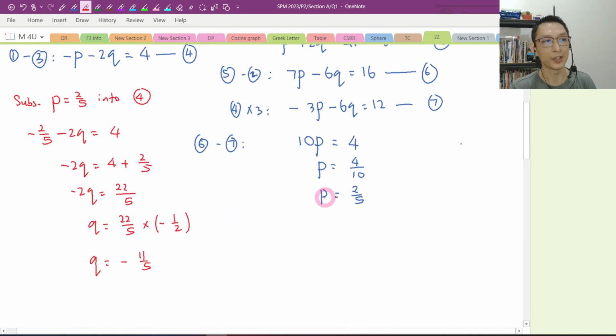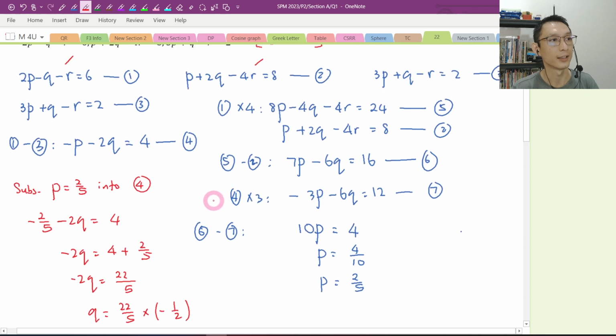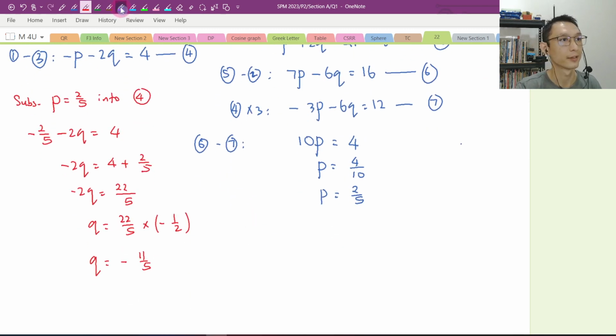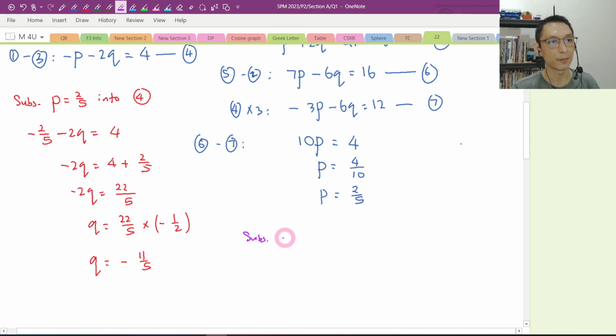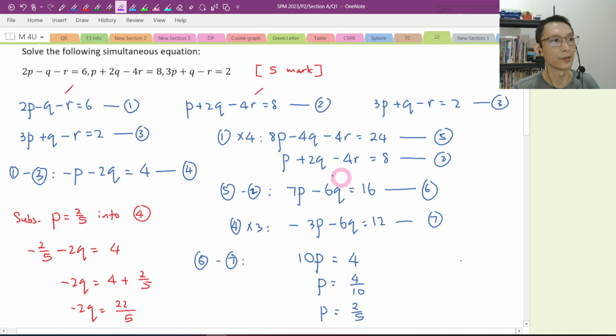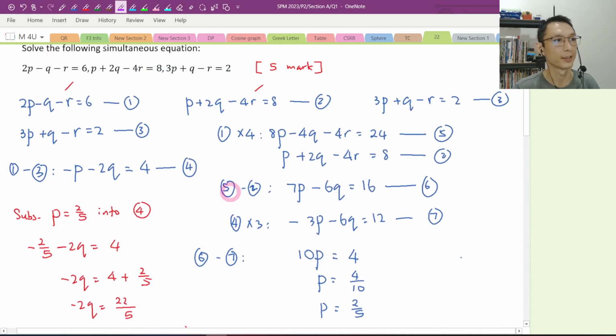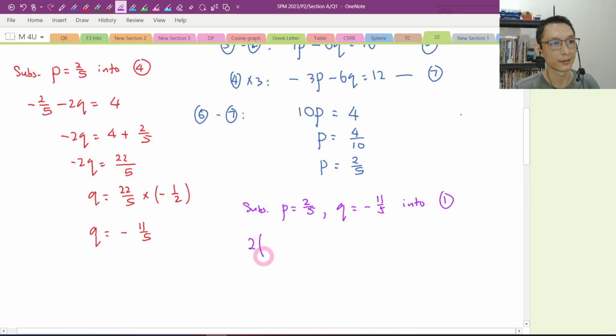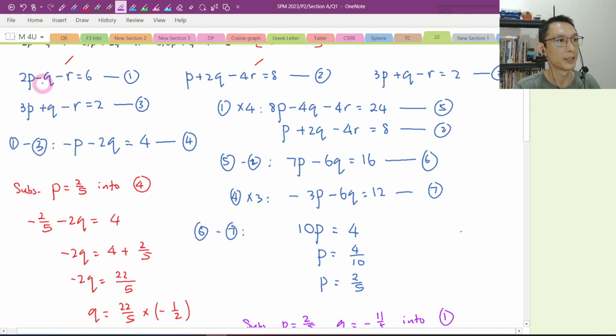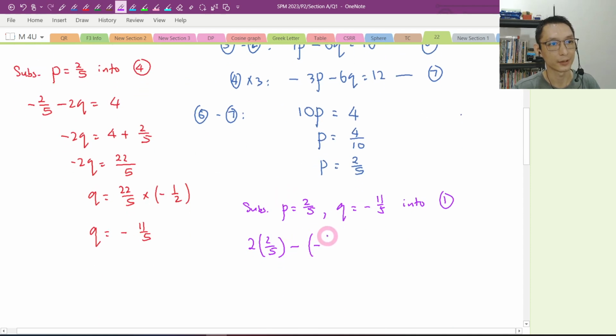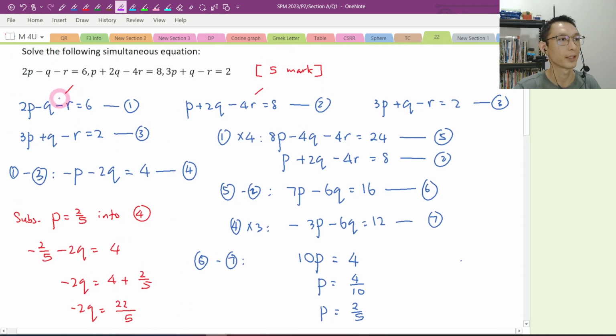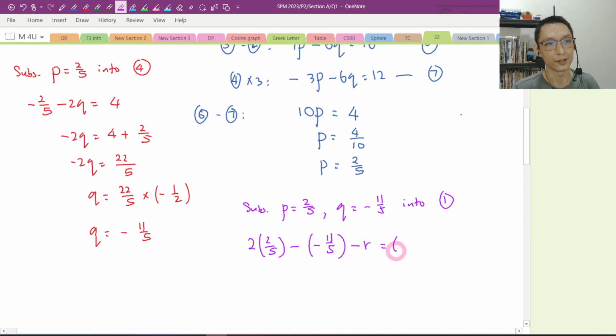Now, let me use the value of p and q to help me to find the answer for the last variable. Okay. Substitute p equal to 2 over 5, q equal to negative 11 over 5 into, let me use the first equation, 2p minus q minus r is equal to 6.